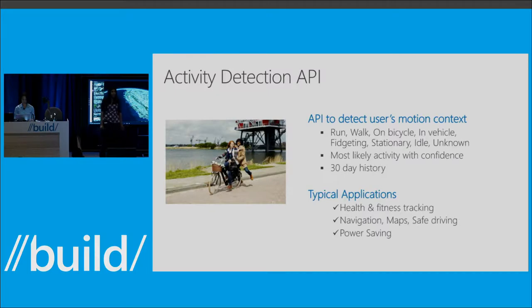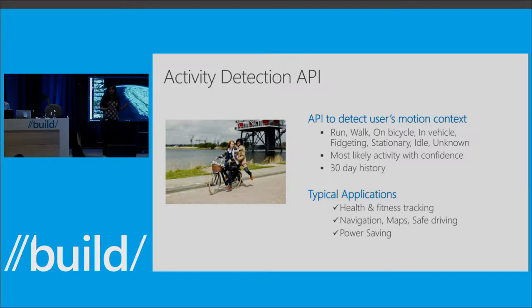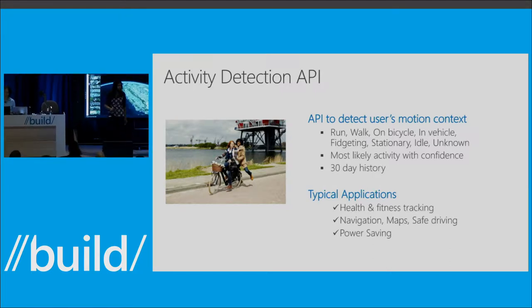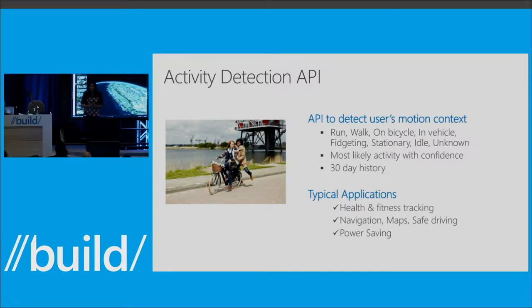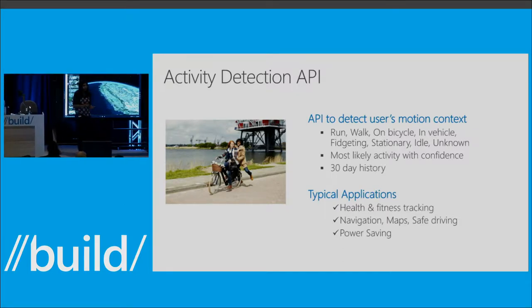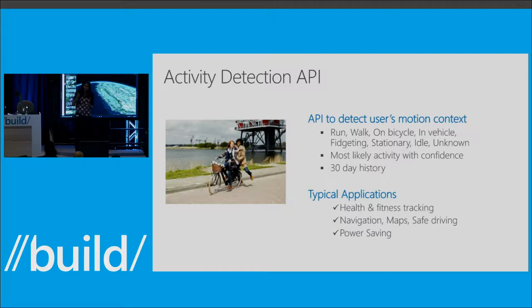The next API that we are very excited to talk about is the activity detection API. Using activity detection, if you remember, going back to Kristen, we were able to detect that she was going to a shopping mall. That is essentially using the activity detection API. We support different activity states, like running, walking, in a bicycle, in a vehicle, fidgeting, which is stationary with slight movements, stationary and idle.